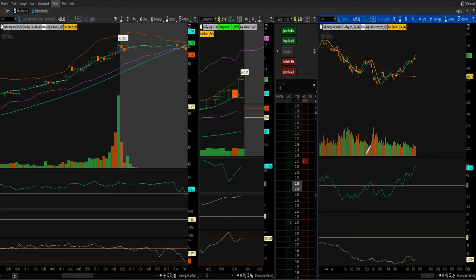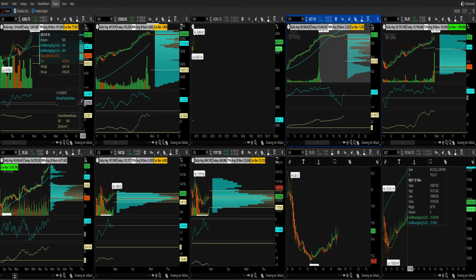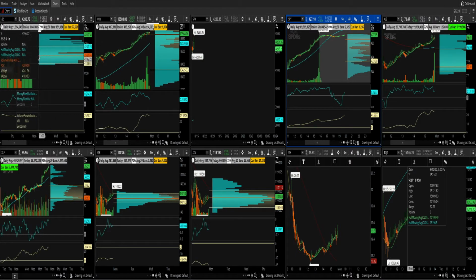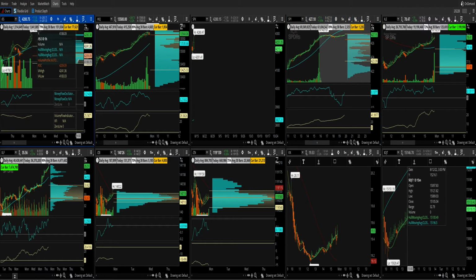So when we're looking at the overall marketplace, I want to show you what I'm looking at. I'm looking at the ES mini. That's on a high right now. I'm looking at the NQ, right? And that's going on a high.